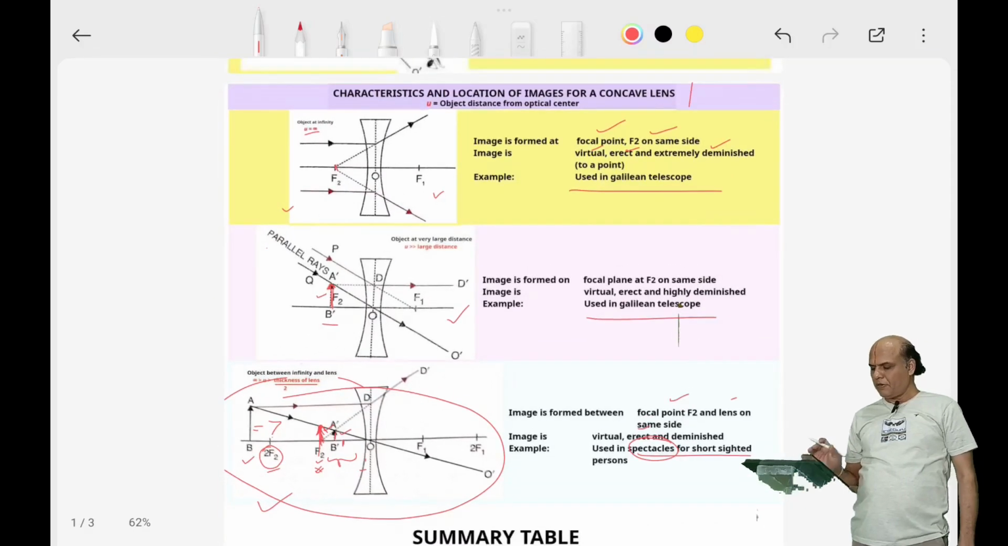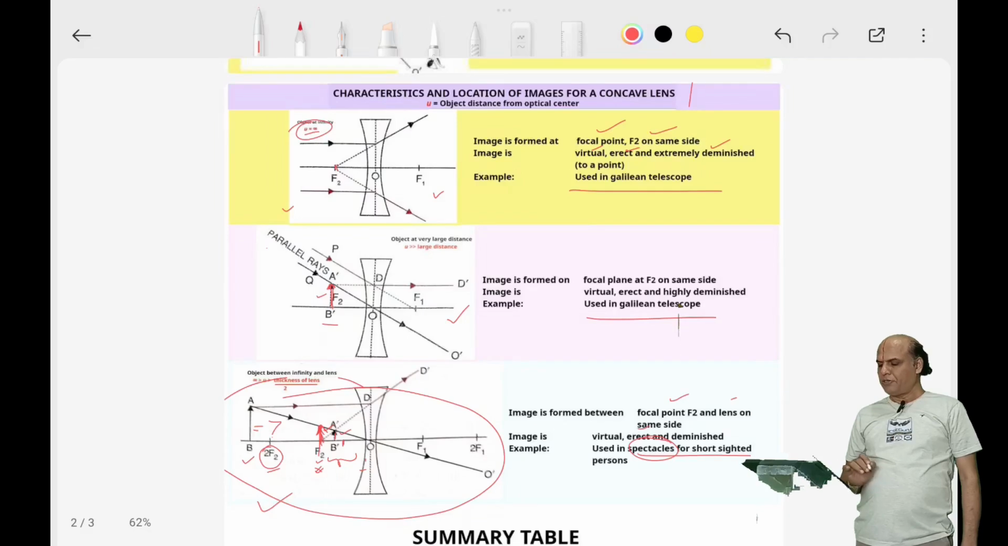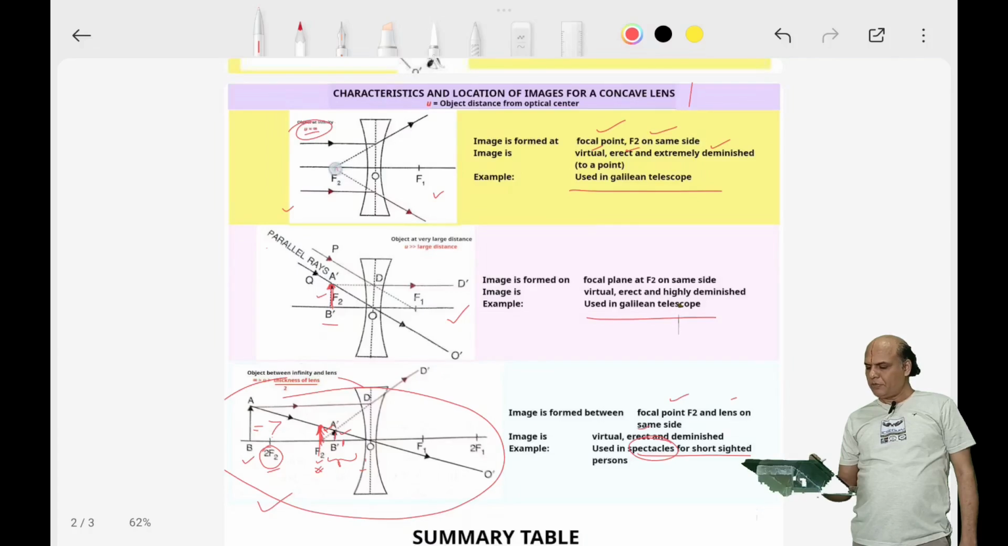So in summary, for a concave lens, when the object is at infinity, a virtual image is formed on the same side of the object, which is extremely diminished to a point. The image is erect, virtual, and formed on the same side at the focal point. Such a lens is used in the Galilean telescope.